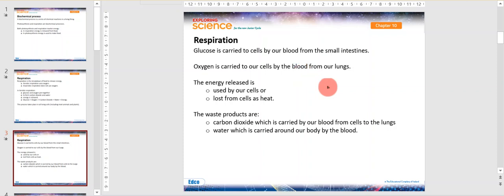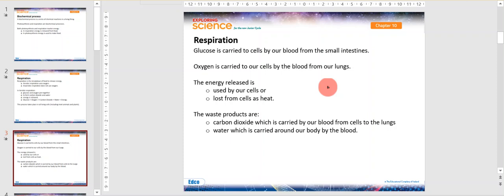What happens then is that the energy is released. In the cell, respiration happens, so energy is released and used by our cells. A lot of the energy that's produced is lost from the cells as heat. So we use glucose and the process of respiration to make energy to run the functions in our body, but we also use that energy to heat our body and keep ourselves warm.